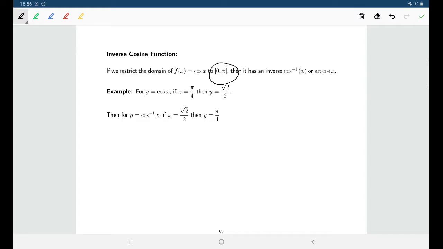The notation is the same sort of thing as before. I could write cos inverse, or I could write arc cosine, and they both mean the same thing. And of course, the inverses do exactly the same thing as before. If you know that for cosine, when the input is pi over 4 radians, then the output is √2/2, then for cosine inverse, it does the reverse. If the input is √2/2, then the output is pi over 4 radians. And again, for inverse cosine, as well as for all the other inverse trig functions, the angle that we get as our output is given in terms of radians.